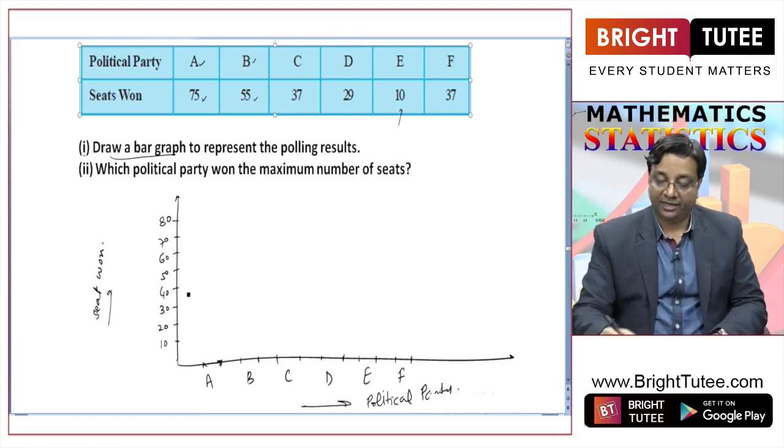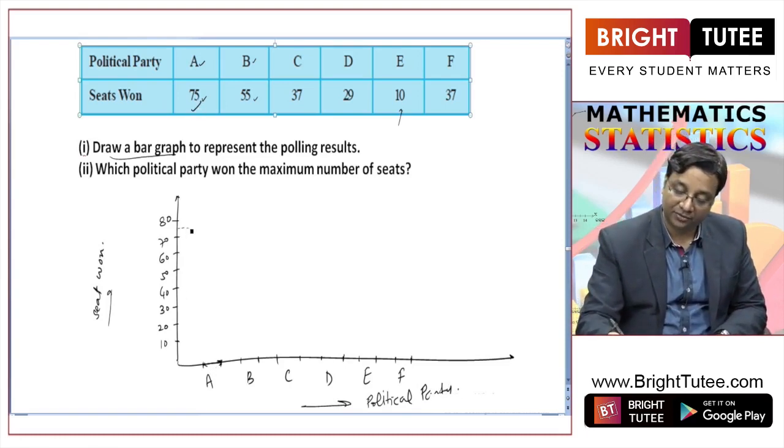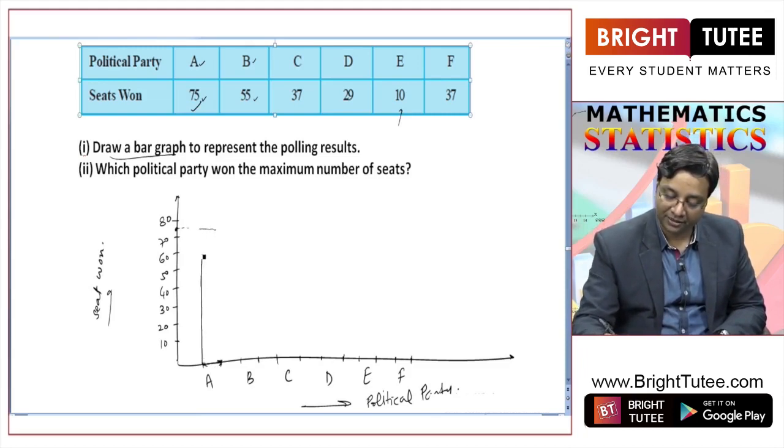So political party A won 75 seats, so the height of this bar will be corresponding to 75 here, and this will be like this.